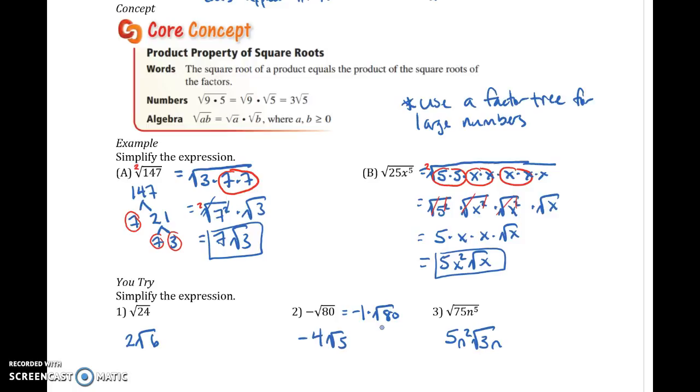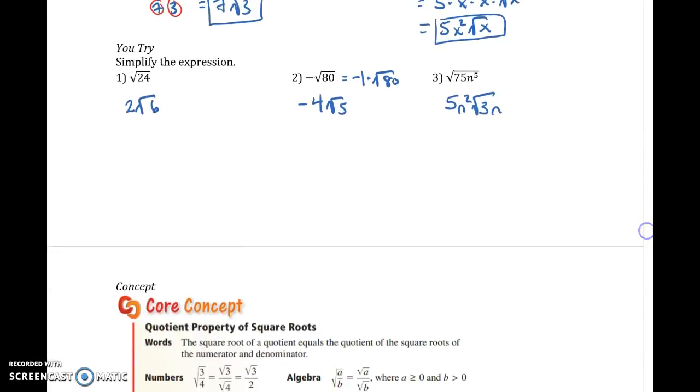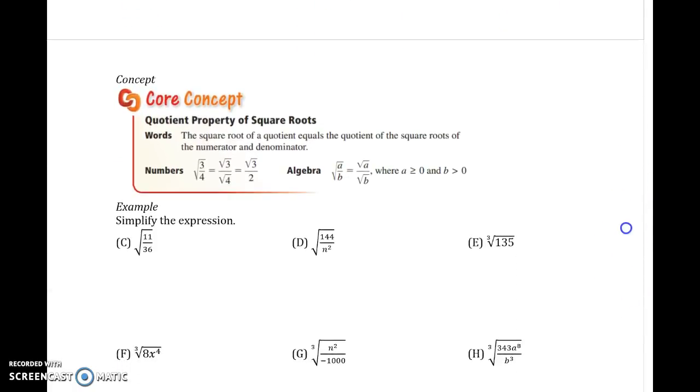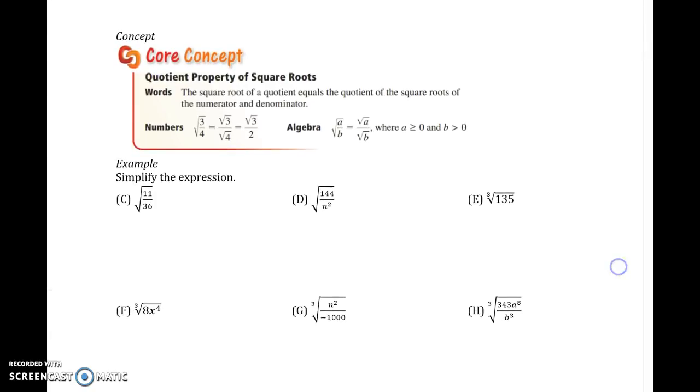Okay? So we're going to look at another property, and then we're going to also look at simplifying cubed roots. So if we take a look at the back, we've got our quotient property of square roots.